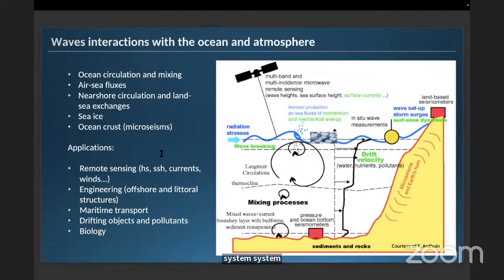And waves also are very useful for a lot of applications. For example, for remote sensing, when we use radar technology, we can measure, obviously, significant wave height, but also currents or winds, for example, thanks to waves. They are also important for engineering, of course, design of offshore and nearshore structures, and they are important for maritime transport, and they have impact also on the drift of objects and pollutants in the ocean, and as they induce all these kinds of features that we have seen before, they have impact on the biology of the ocean.